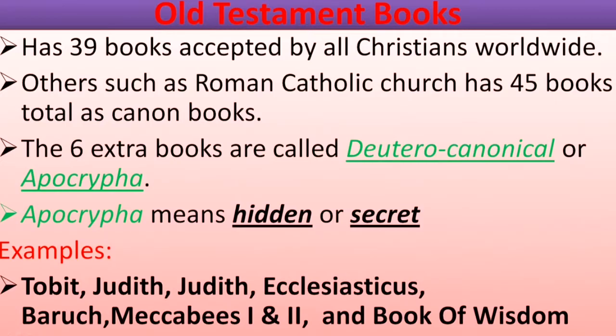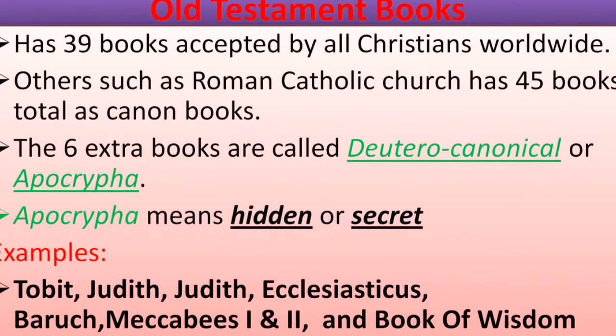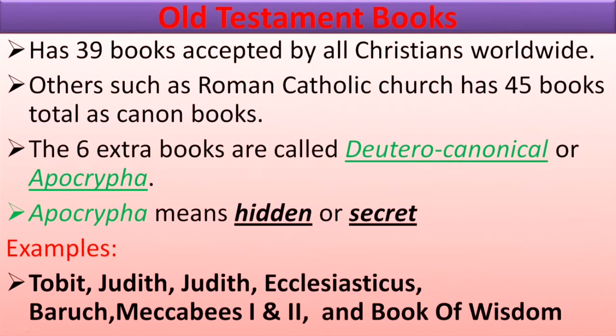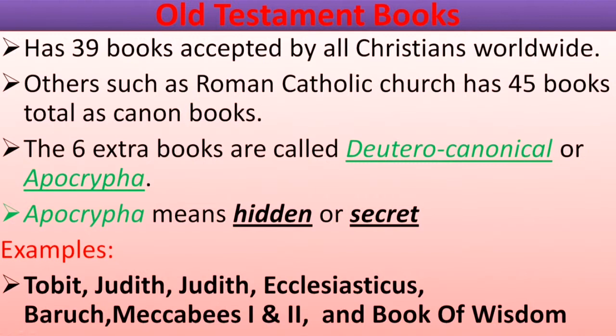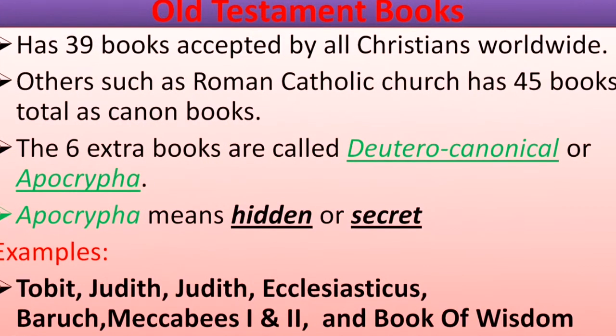Examples of the deuterocanonical, or apocrypha books include Tobit, Judith, Ecclesiasticus, Baruch, Maccabees 1, Maccabees 2, and lastly the Book of Wisdom.